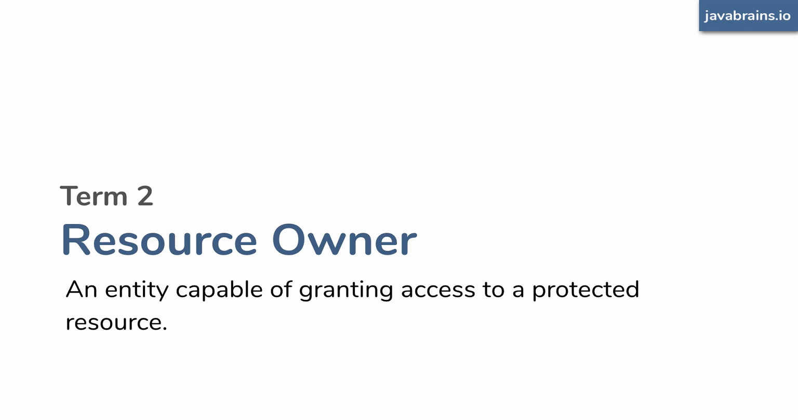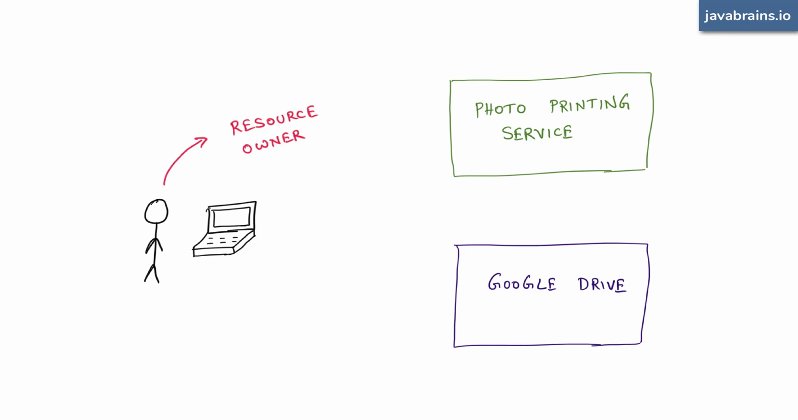The photo printing service needs access to the resource. Guess who can give access? It is that resource owner. It's that person whose photos are on the Google Drive. Okay, that was terminology number 2.